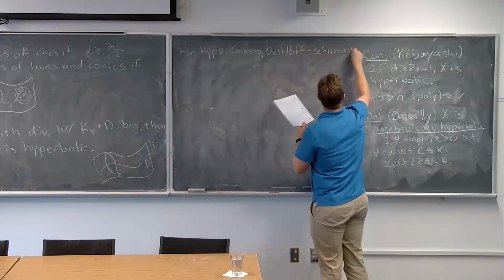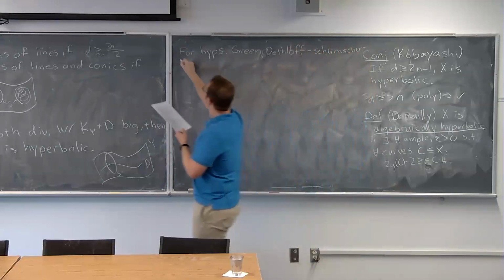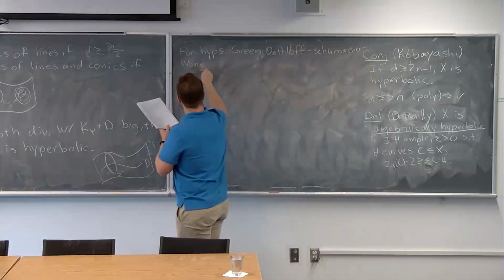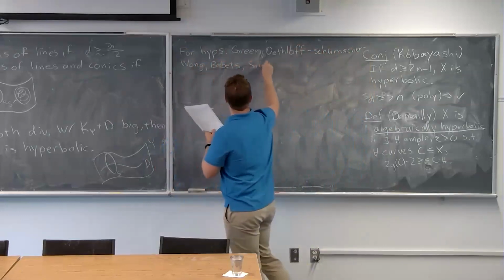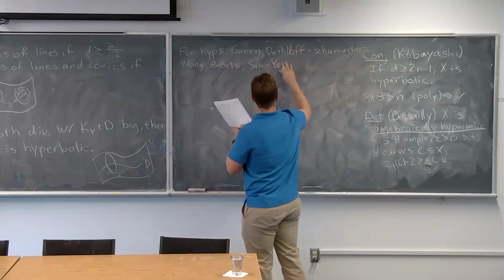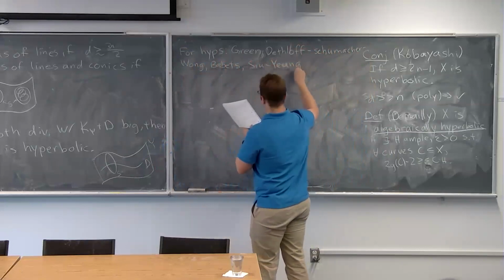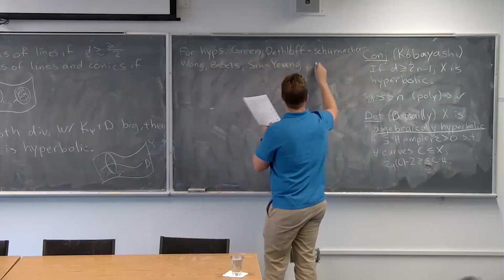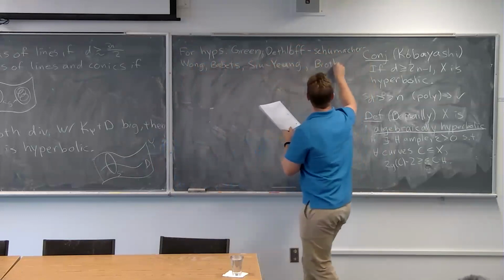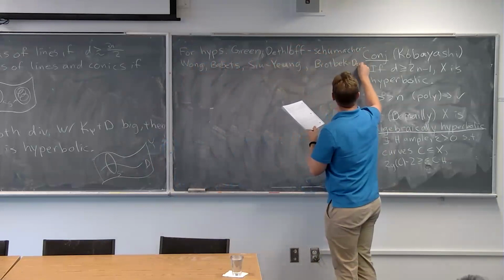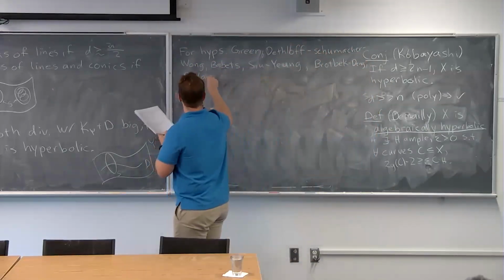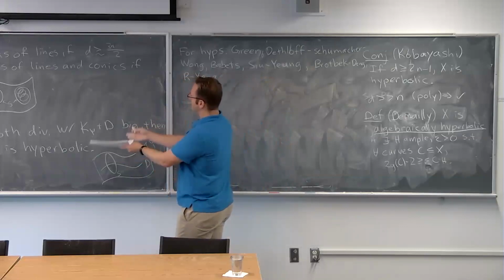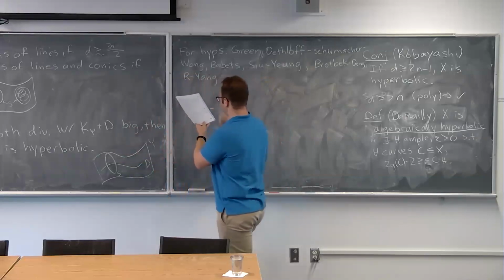Schumacher and Wong and Babette and Siu and Yeung. Whoops, Yeung has a U. And Brotbek and Deng. And the result of David Yang and myself that shows Green-Griffiths-Lang implies Kobayashi conjecture, which also applies in the complements case.